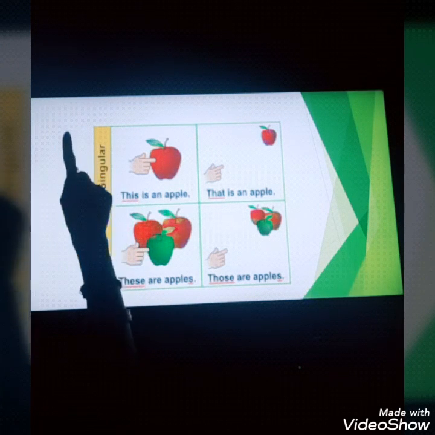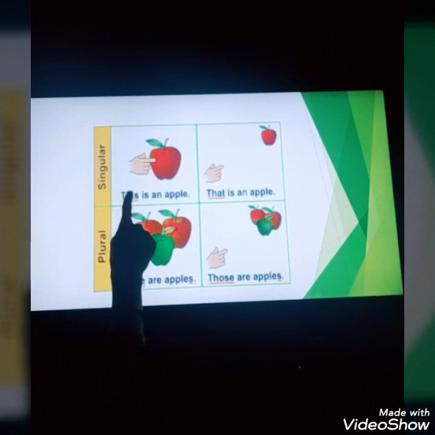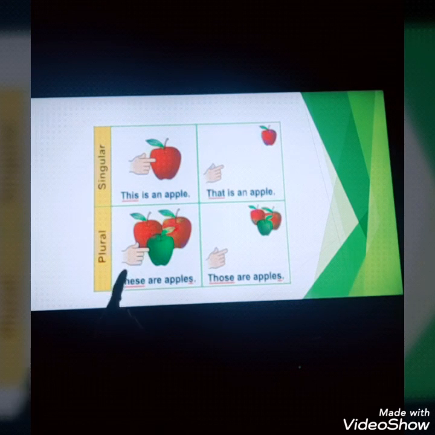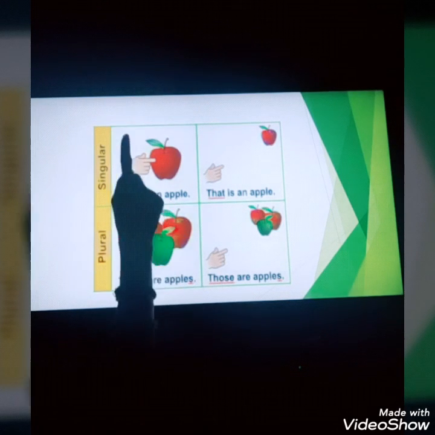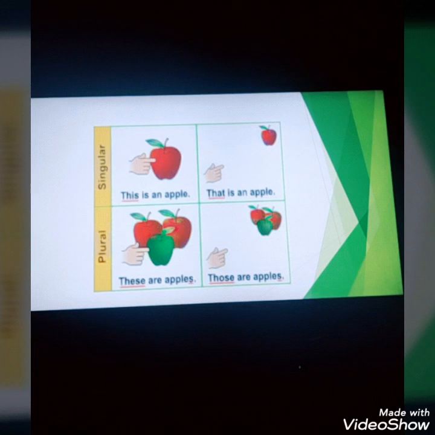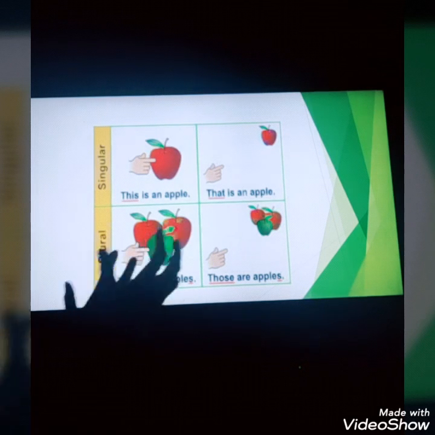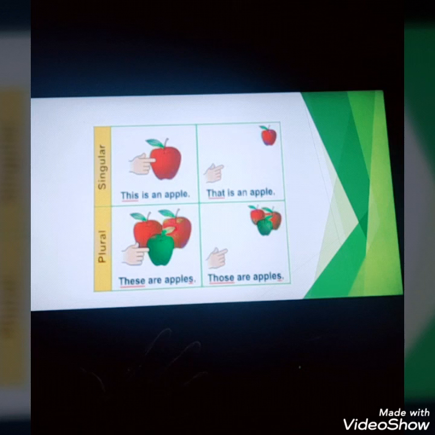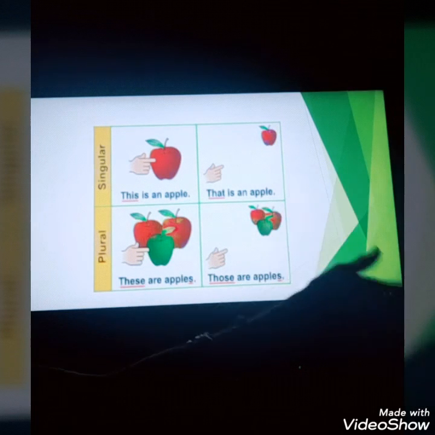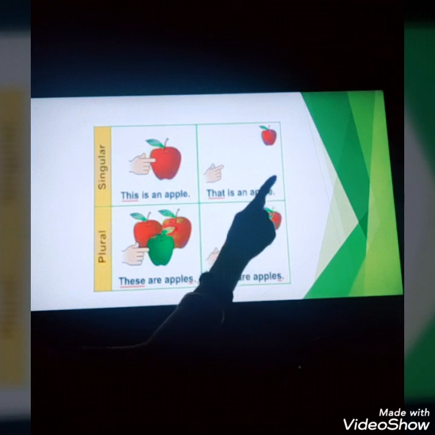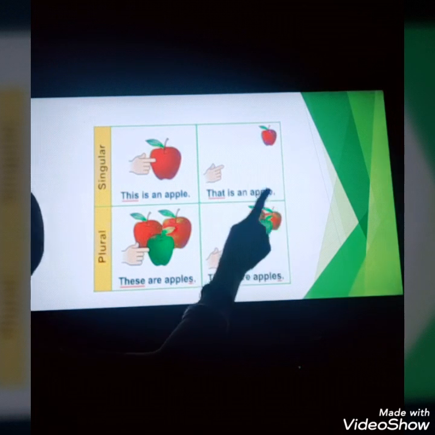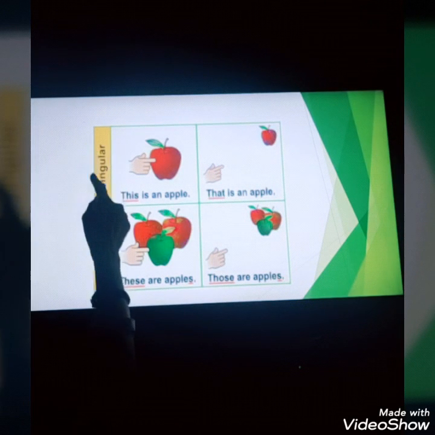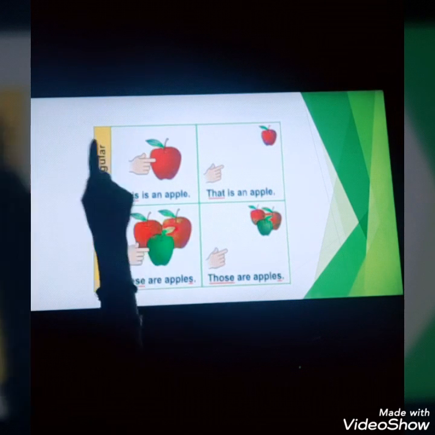We will use, in singular form, this and that. And in plural form, we will use these and those. If a single apple is near to me, I will say, this is an apple. And if a single apple is lying far away from me, I will say, that is an apple. When it is far away from me, I will use that. When it is near to me, we will use this.